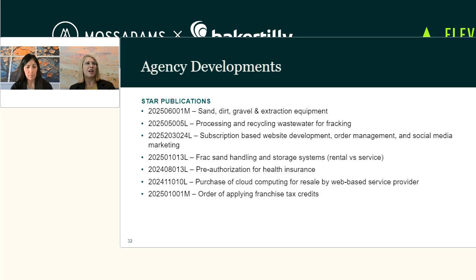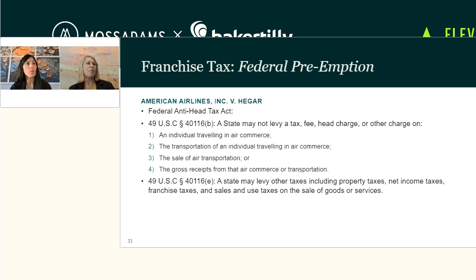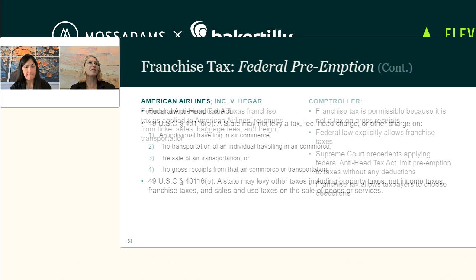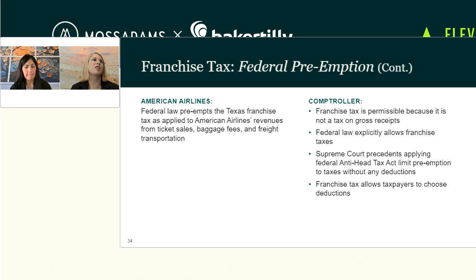And then I mentioned, I think this last one, which is the ordering of those franchise tax credits that we mentioned earlier on in the presentation. Cases we wanted to touch on before we wrap it up. So one is American Airlines. And essentially here, I'm going to go to the next slide, just the positions.